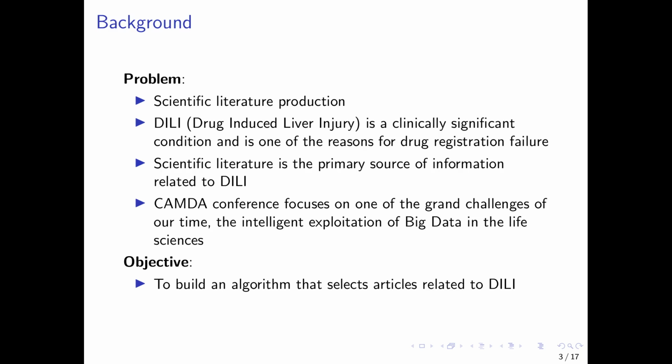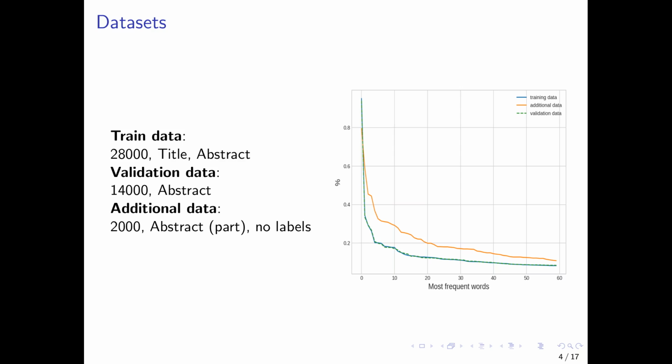Thus, we took part in the CAMDA challenge that provides biomedical publications curated by FDA experts on DILI in order to build the classification tool. The CAMDA committee and FDA provided a positive reference dataset with approximately 14,000 DILI-related papers, and the same amount of examples for the negative reference. The validation dataset had the same structure as the initial dataset.